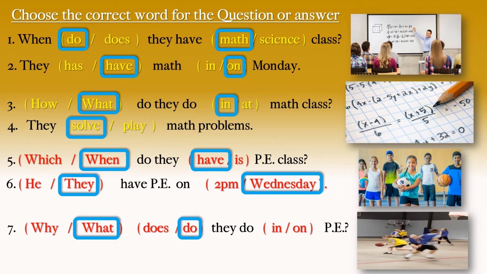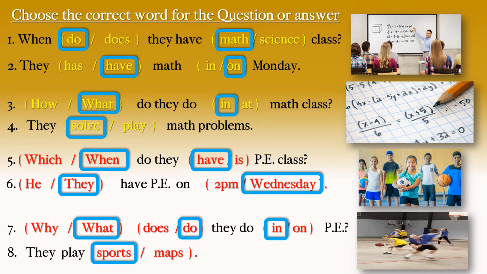And now we have PE. PE is a lesson. It has a start and a finish and a middle, and things happen in it. Here it's playing sport. They play sport, so it must be in. What do they do in PE? And the answer, number 8, they play, what do they play? Come on, this one's easy. They play sports, of course they do.